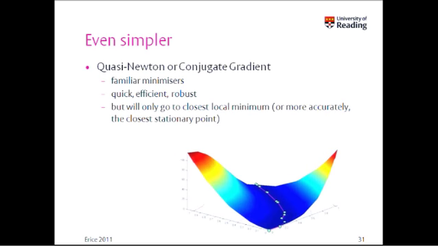Even simpler than the simplex, and ones that you should all be familiar with, and if you're not, then you can do as Chris recommended this morning and just go off and get yourself a copy of Numerical Recipes. Basically, these two minimizer algorithms, quasi-Newton or conjugate gradient, occupy roughly one side of a page in Fortran code. Very, very straightforward things. They're quick, efficient, robust local minimizers, but they will only go to the closest local minimum, or more technically, the closest stationary point.